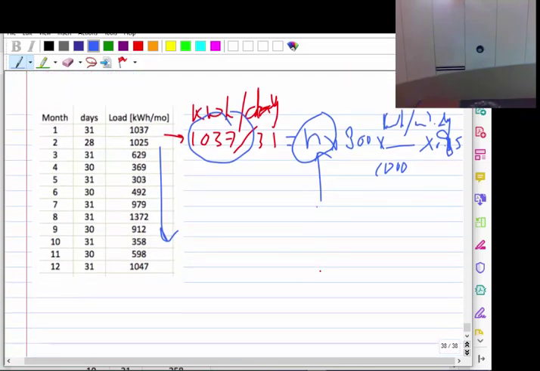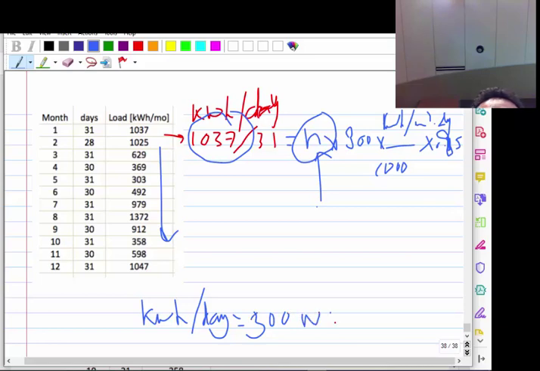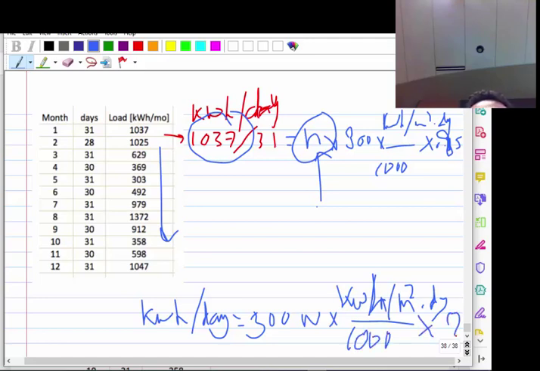Okay? So what is the equation again? The kilowatt hour that you will generate per day is the rated power multiplied by kilowatt hour per meter square per day divided by 1000, times any efficiency that the system would penalize you for.